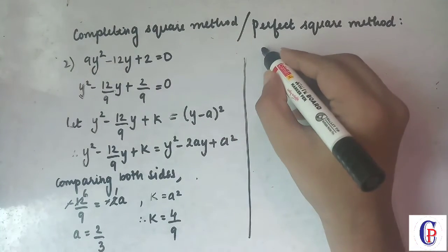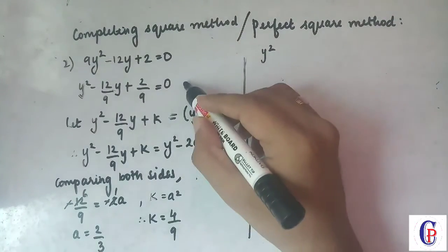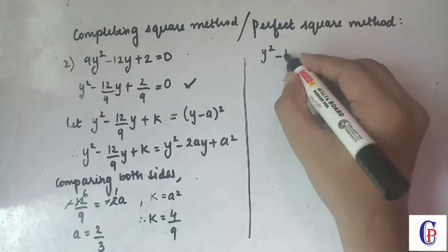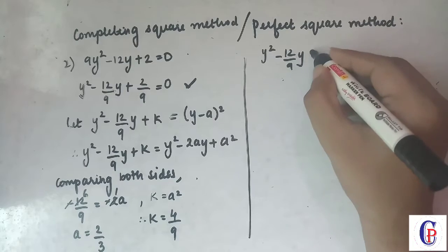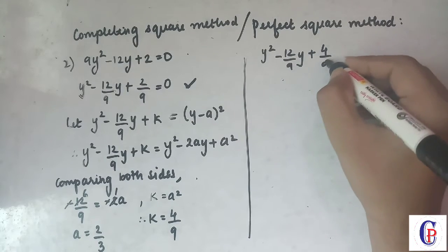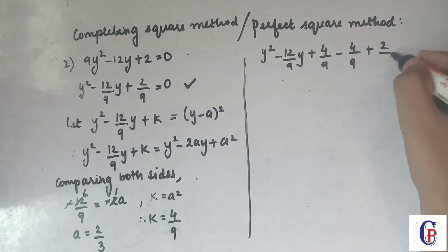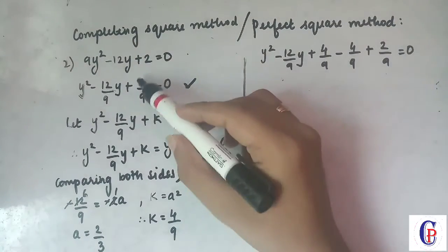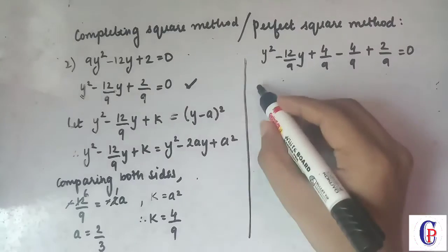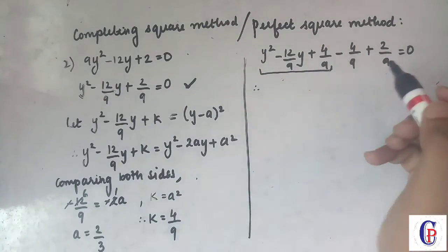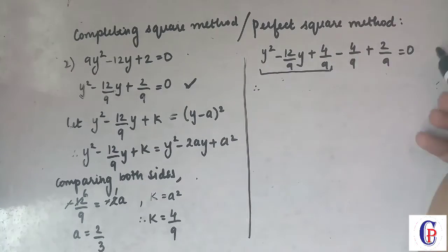So what was our question? Here you have to use now, not this. So y square minus 12 upon 9y plus 4 by 9, and then minus 4 upon 9 and plus 2 upon 9. Okay, plus 2 upon 9 is from here. Write these three terms in a perfect square. Okay, and these numbers to the right side.